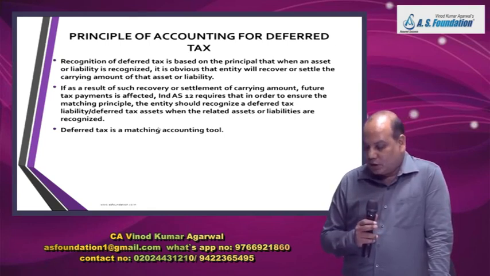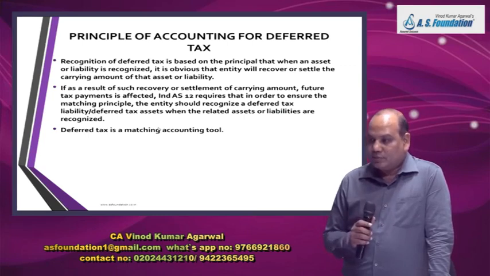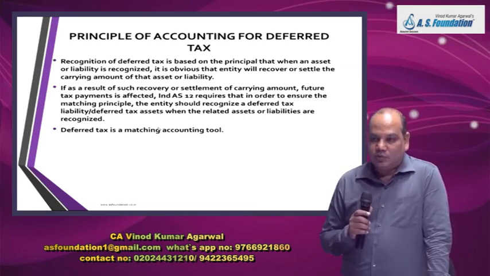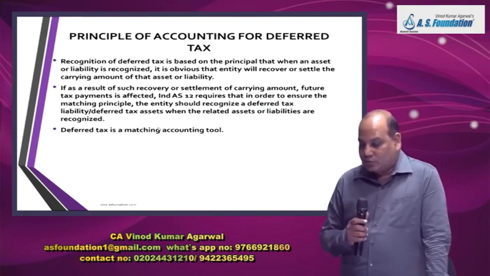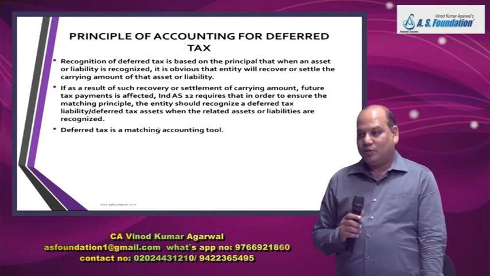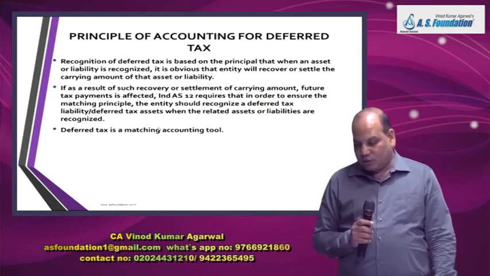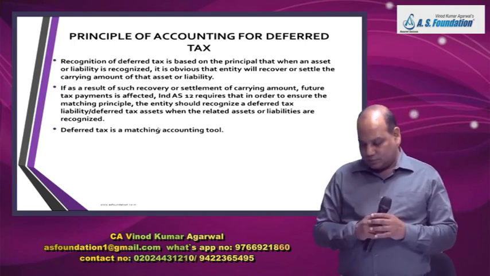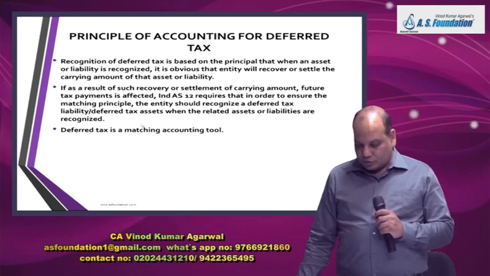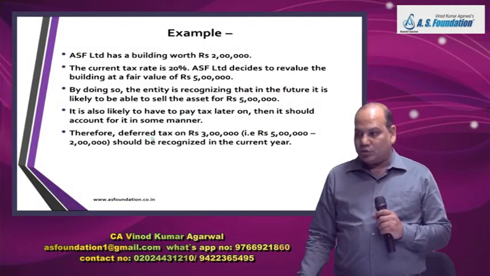Like another example, in the books the carrying amount of property, plant and equipment is 1 lakh. But for tax purposes, only 60,000 will be allowed. So this will have a future tax consequence. So on that we will recognize the deferred tax. So what is the objective of this standard? Matching concept. It's a matching accounting tool.